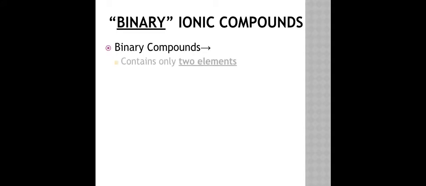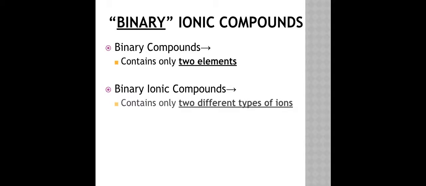Our first type of ionic compound is called binary. The bi prefix means two, so it's compounds that contain only two elements. And so these compounds are only going to contain two different types of ions. So here are a few examples: MgCl2, NaCl, CaF2. Each of these only has two elements or two ions in each compound, whether it's magnesium and chlorine, sodium and chlorine, or calcium and fluorine.